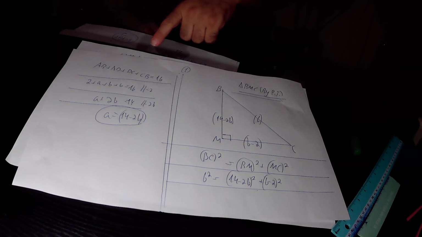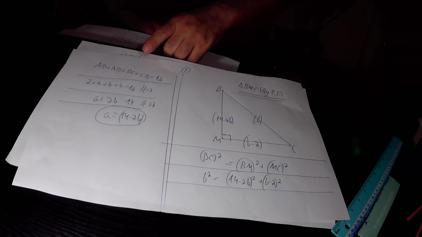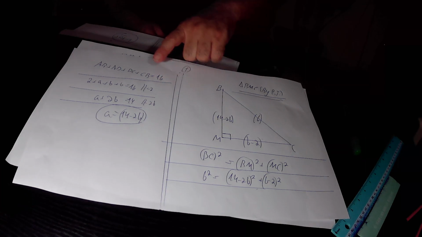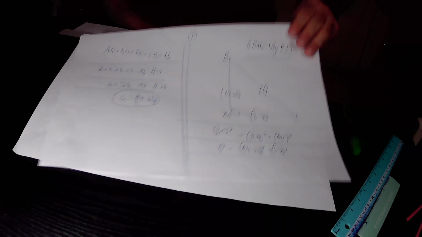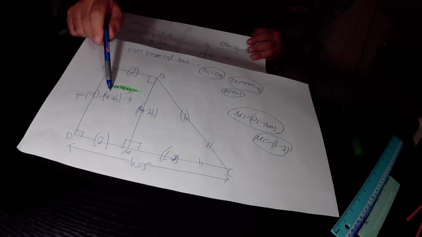So AB is 2 according to the question. AD is A according to our definition. DC is B, also according to our definition, and CB is also B. And the sum is equal to 16 because the perimeter of trapezoid ABCD is 16 units. Here we subtract 2 from this equation. We find that A plus 2B equals 16 minus 2, that is 14. Subtracting 2B from this equation, we finally find that A equals 14 minus 2B. Again, AD equals A equals 14 minus 2B.